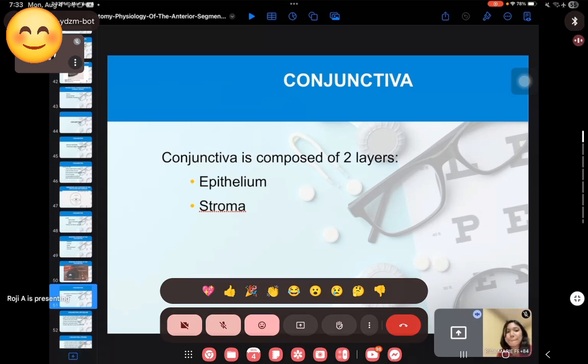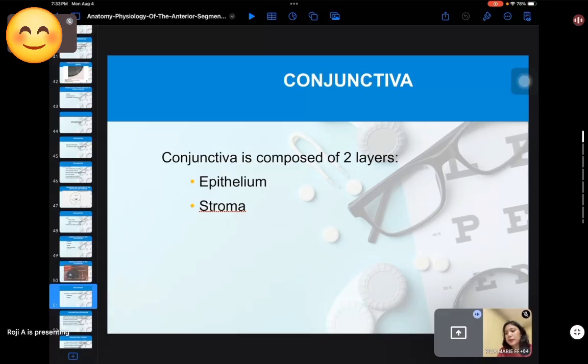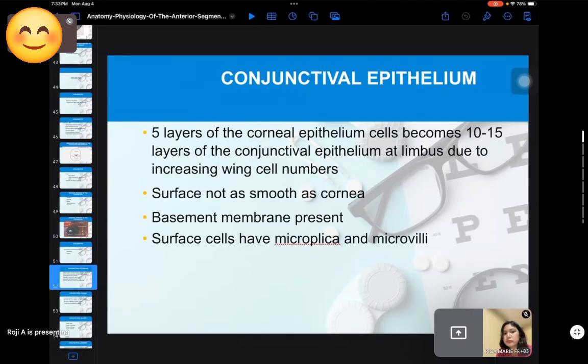So conjunctiva is composed of 2 layers, the epithelium and the stroma. If cornea has 5 layers, conjunctiva has only 2 layers. Remember that, guys, 2 layers, because on Saturday we're gonna have a quiz. You already know that. Conjunctival epithelium, the 5 layers of the corneal epithelial cells, which we have learned earlier. And then we have the surface not as smooth as cornea, basement membrane present.